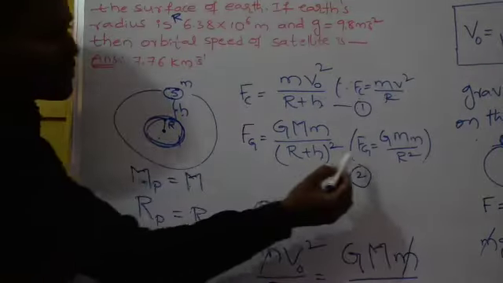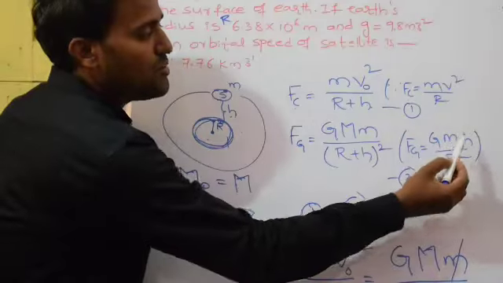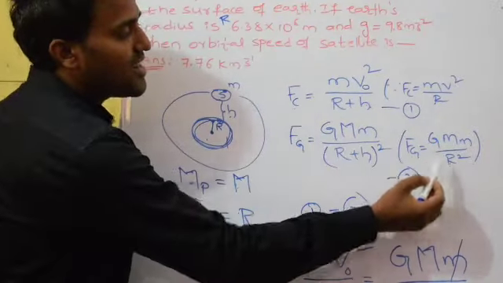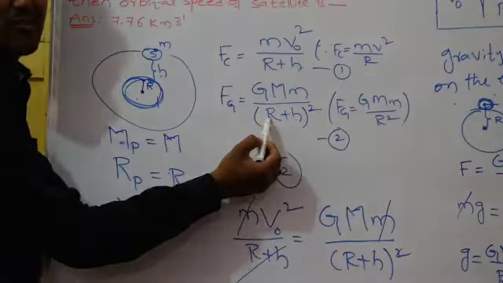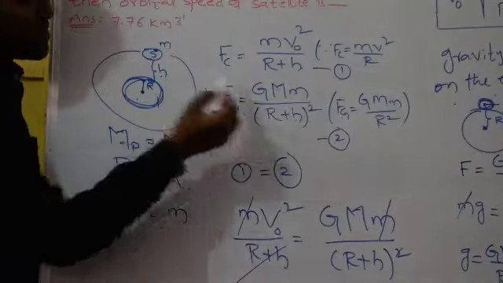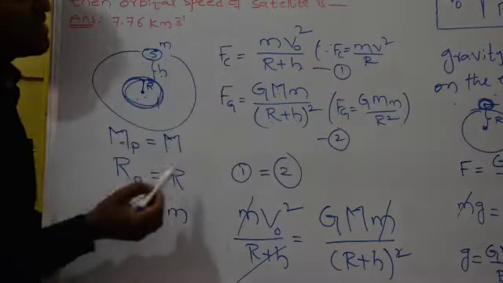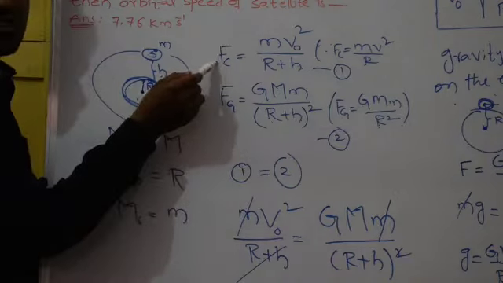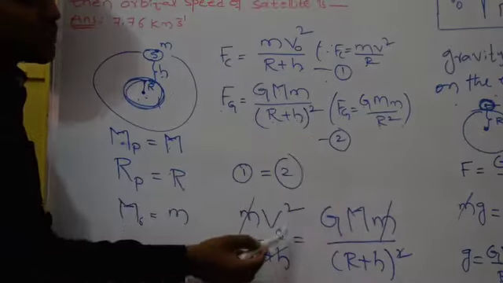So the gravitational force formula: Fg is equal to G into capital M small m divided by r square. Here r is equal to r plus h, so instead of r I have written (r plus h) whole square. Capital M is the mass of the planet, small m is the mass of the satellite. And I told you centripetal force is balanced by the gravitational force. That's why equation 1 is equal to equation 2.